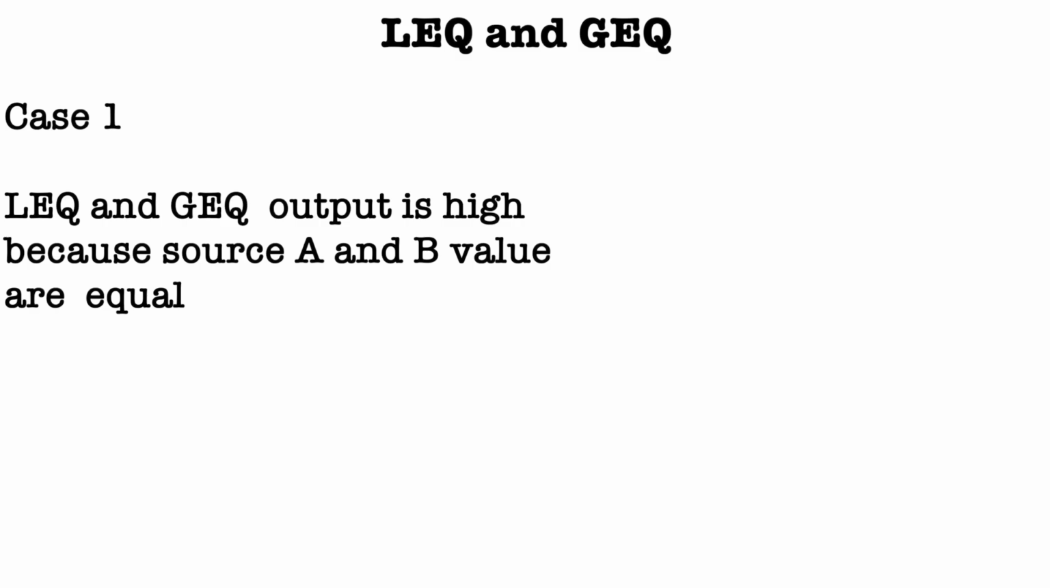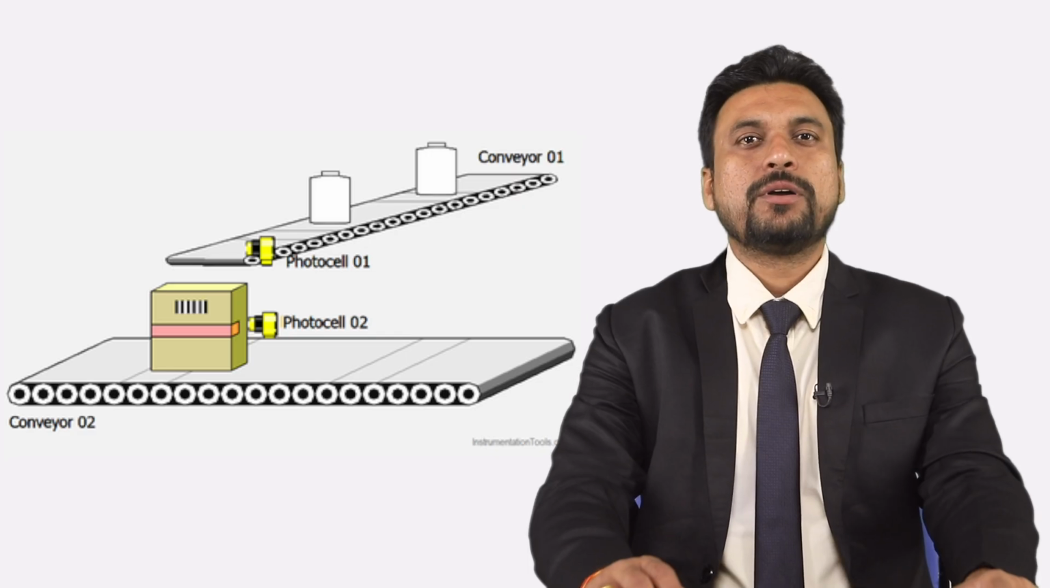And to reset both the counters, I am using the I:0/2 and I:0/3 switches. So when I press I:0/2 and I:0/3, both the counters are reset and the accumulator value goes to 0. And when the accumulator goes to 0, in this case my LEQ output goes 0 and my GEQ output also goes 0. So that's all for this lecture.